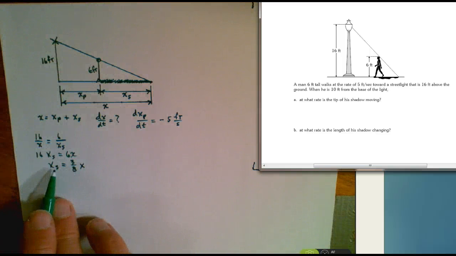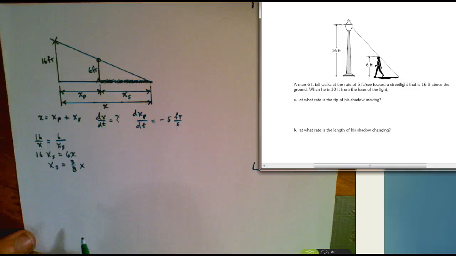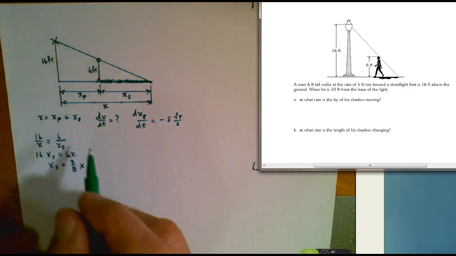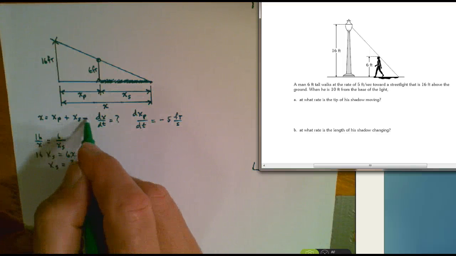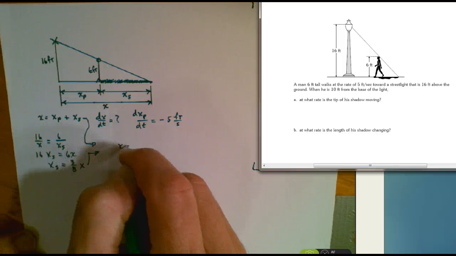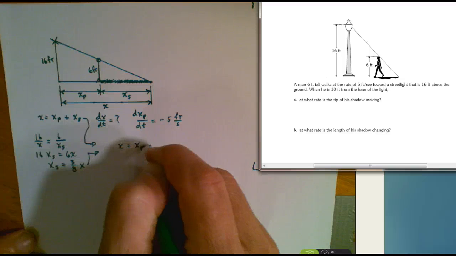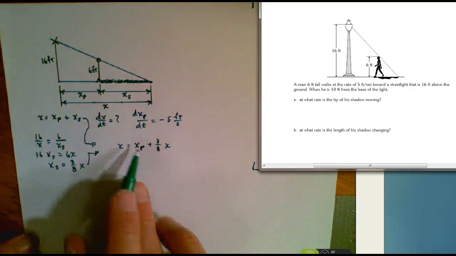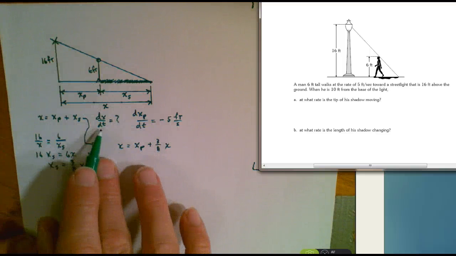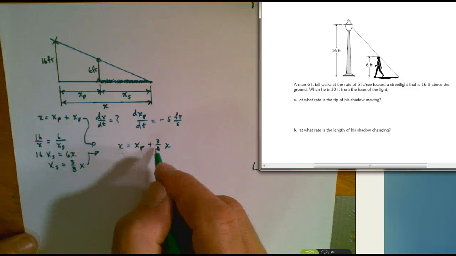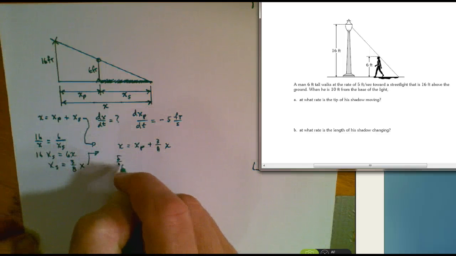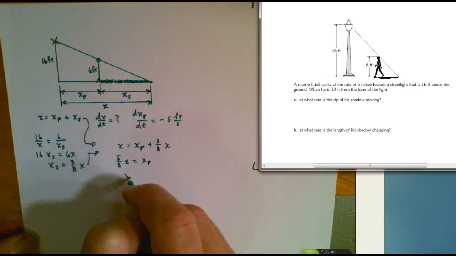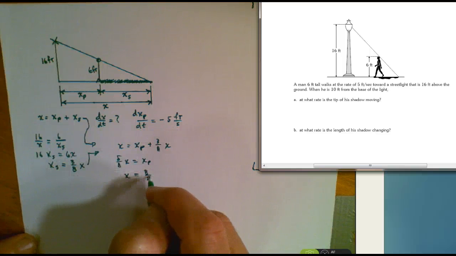Now we have that relationship and we could differentiate that relationship. However, there is a distinct relationship between the distance x sub s and x. x sub s will always be 3/8 of that total distance. So let's use that fact to go back into this equation and rewrite it. So we now have x is equal to x sub p plus 3/8 x. Okay, now let's go ahead and isolate x since that's what we're differentiating to find. So I'm going to take 3/8 away from the whole, and I'm going to rewrite this as 5/8 x is equal to x sub p, and then solving for x I get 8/5 x sub p.